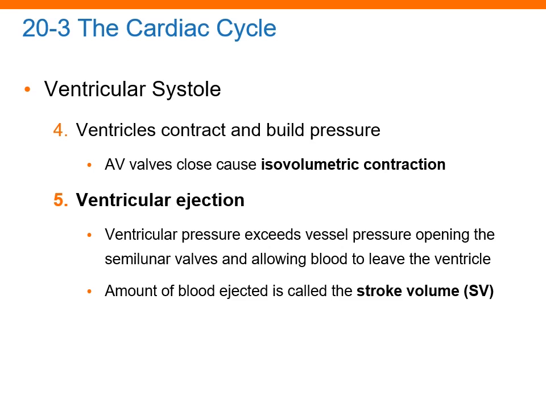The amount of blood or volume of blood ejected is called the stroke volume. So please be familiar with this terminology. The first one was the end diastolic volume, and now the stroke volume is very simple. Right? It's the amount of volume, the amount of blood leaving the heart upon one beat or one stroke.